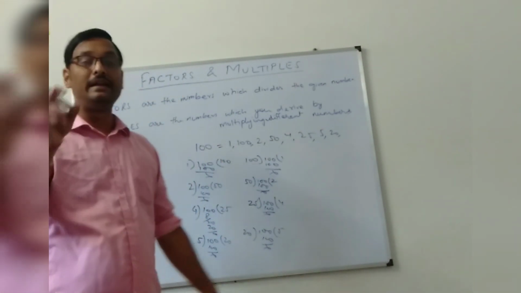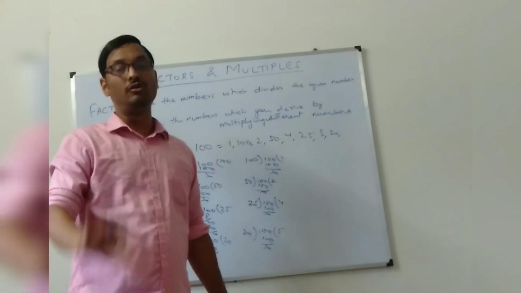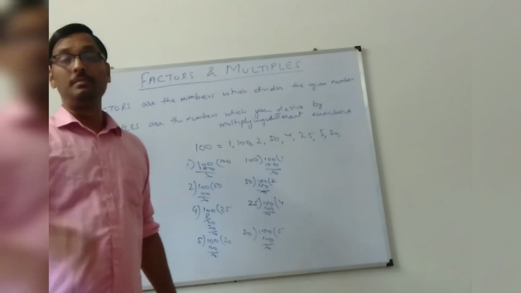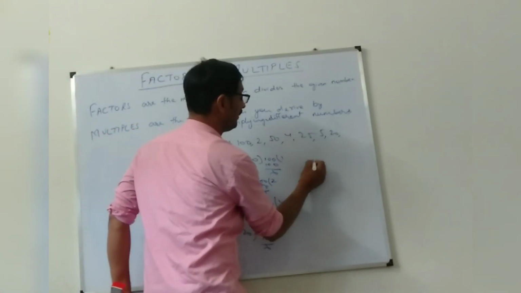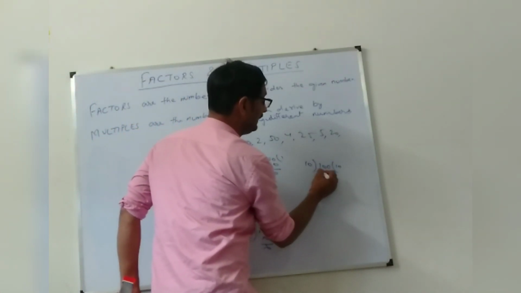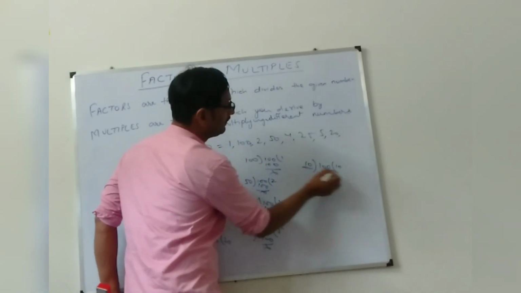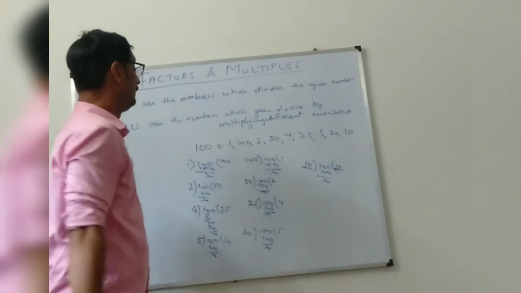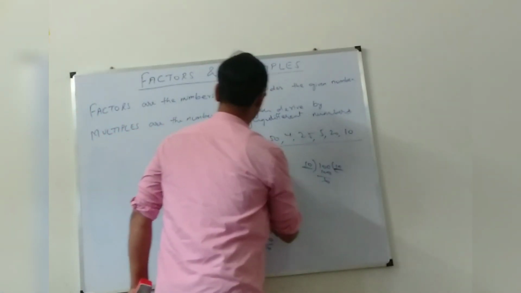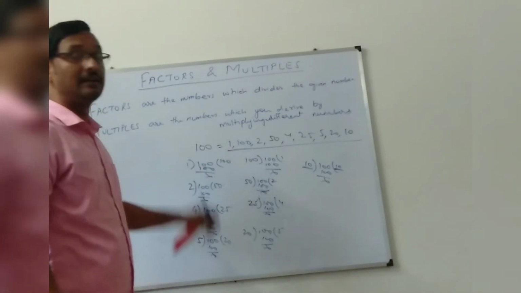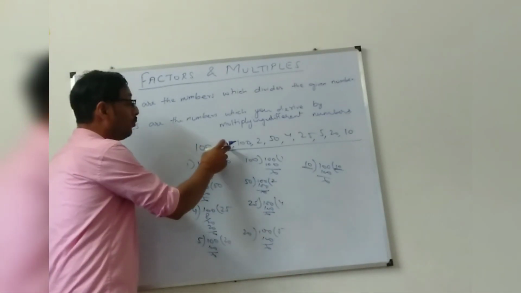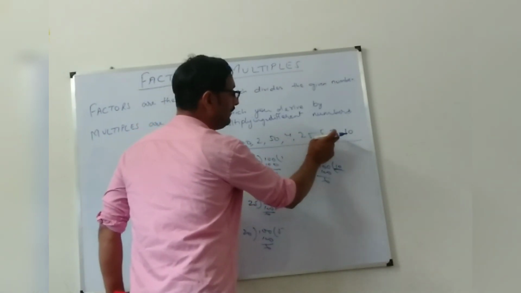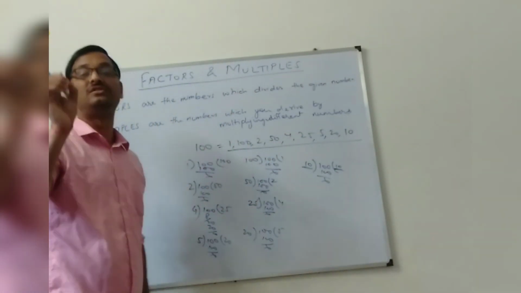With 6, if you divide 100, you will not get an answer. 7, you will not get an answer. 8, you will not get an answer. 9, you will not get an answer. 10. 10 times 10 is 100. Both are the same, so you need to write only one. So these are the factors with which 100 can be divided. 100 is divided by 1, 100, 2, 50, 4, 25, 5, 20 and 10. These are the numbers which divide 100.